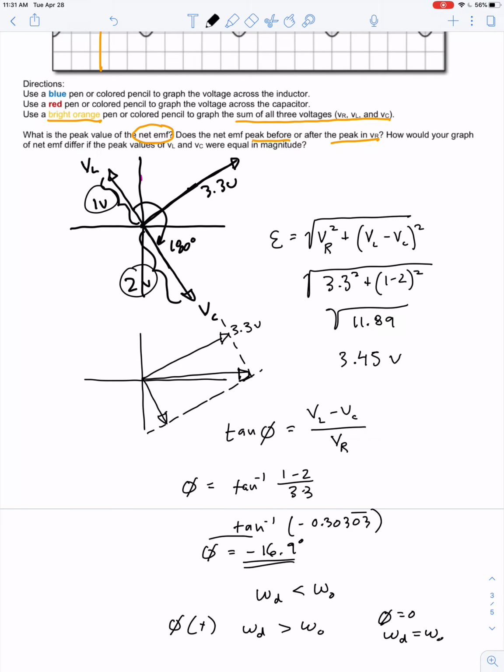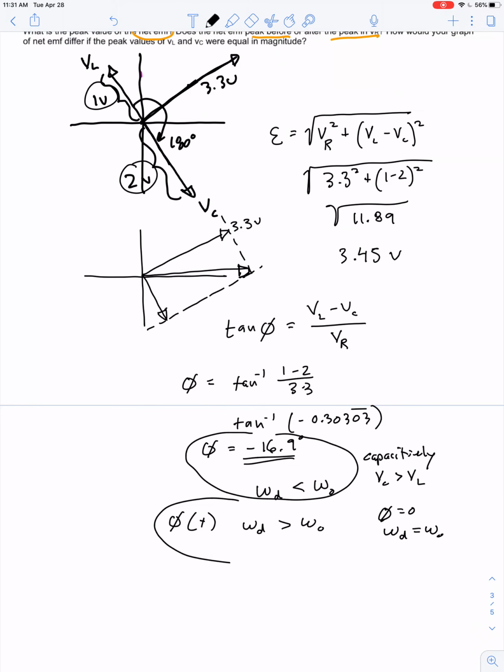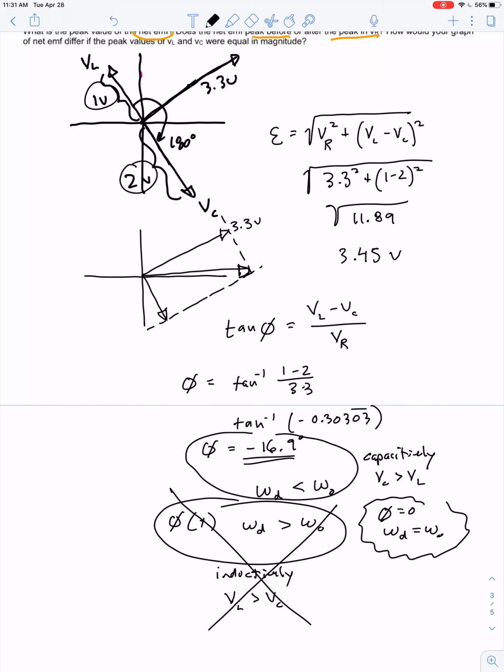So situations like this, where the driving frequency is below resonance and the phase angle is negative, we can say the circuit is behaving capacitively, which guarantees us that the maximum voltage across the capacitor is greater than the maximum voltage across the inductor. When you have positive phase angles by driving a circuit above the resonant frequency, then we say the circuit is behaving inductively, and that's a guarantee that the maximum voltage across the inductor is greater than the maximum voltage across the capacitor. Well, that's certainly not what we have in our example problem, and you can probably figure out what it means to drive a circuit exactly at the resonant frequency.